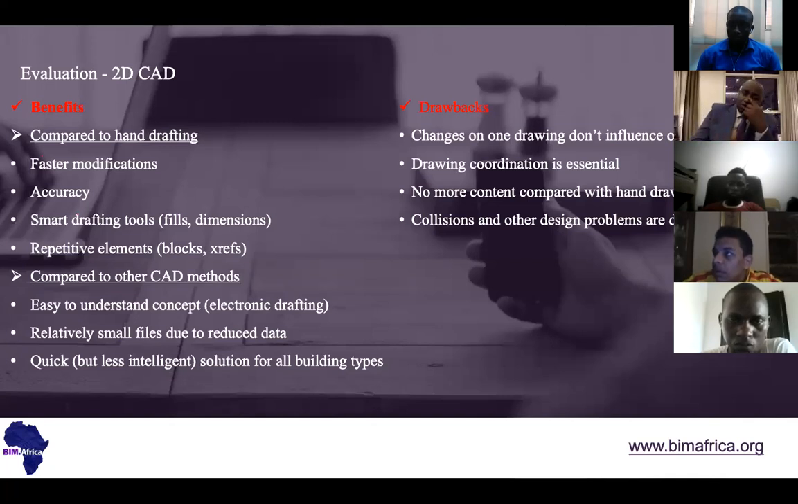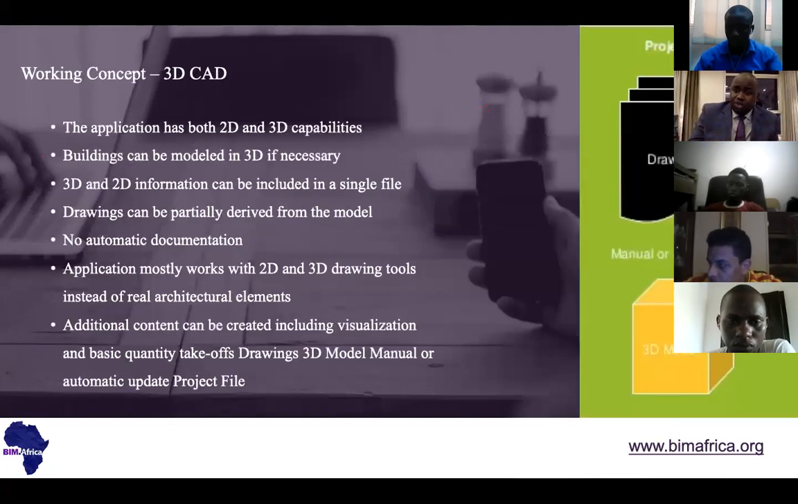But what are the drawbacks in 2D CAD that make us have to move to 3D? Changes on one drawing don't influence others. That is, the drawings are not parametric. They don't really change with others. There is no more content compared with hand drawing. Calculation and other design problems are also difficult to identify.